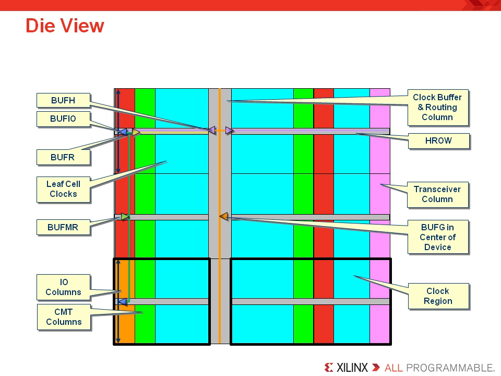In this representation of an FPGA die, the blue area represents your CLB logic. The red columns represent the IOBs, that's your I/O pins. The green columns represent clock management tiles, that's your MMCMs and PLLs. And finally, the pink column represents your serial gigabit transceivers.